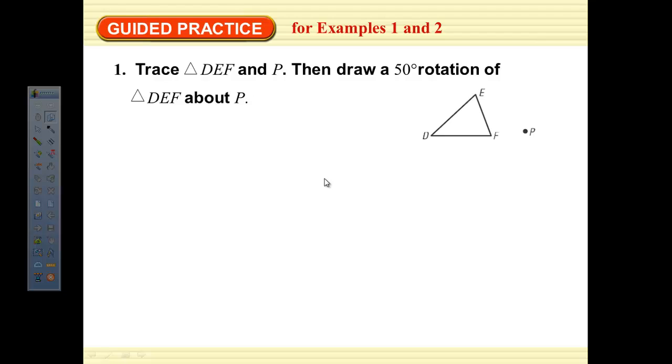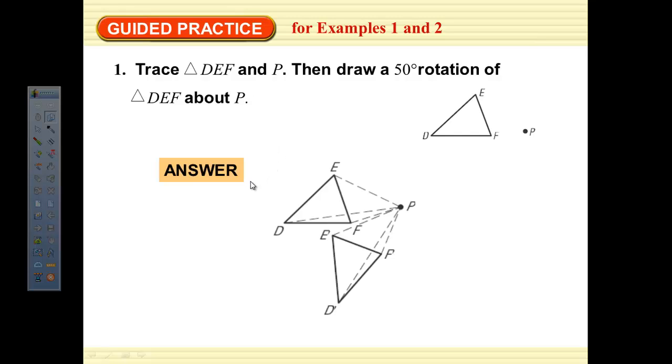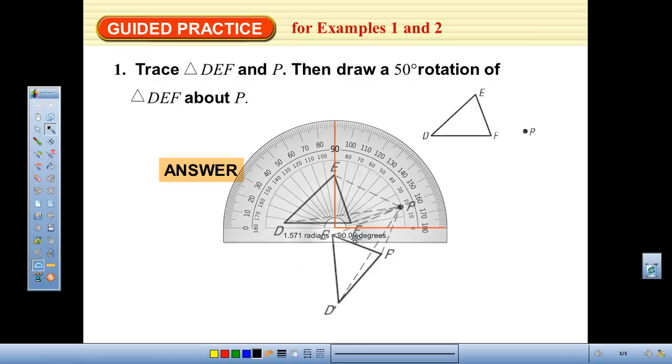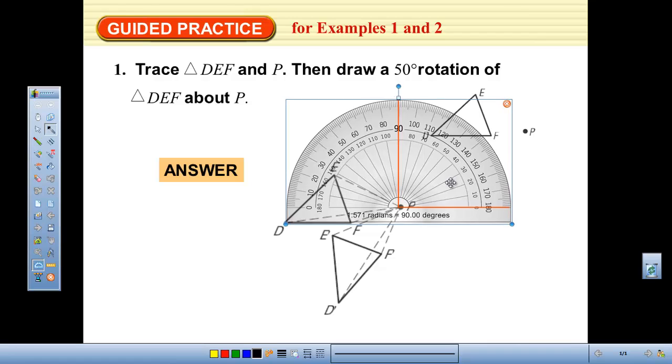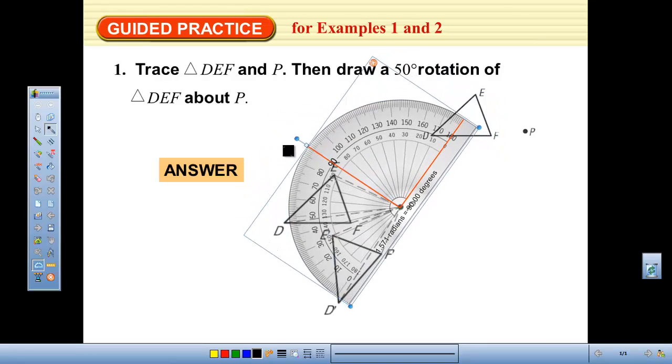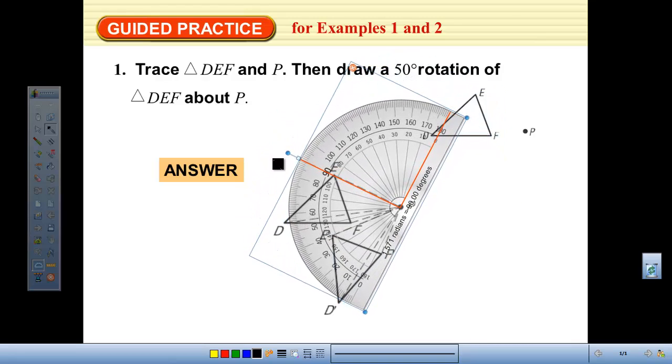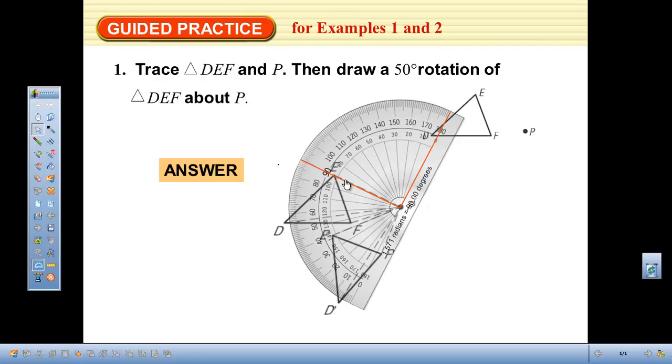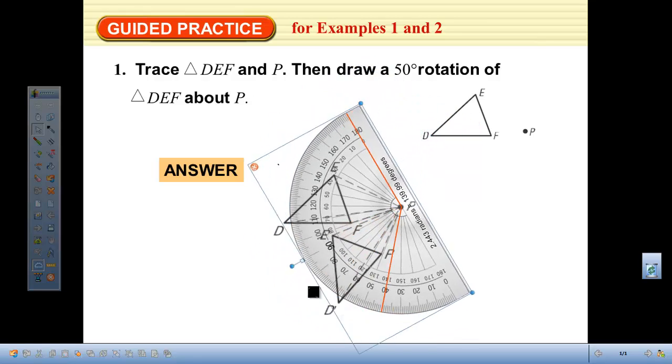And here's another one, again rotating 50 degrees around this point right here. It would look something like this. I'll show you again what that looks like. So we would take P here, and we're going to rotate so that we're at E, and then we want to do a 50-degree rotation. Oops, I don't have that quite right, sorry.